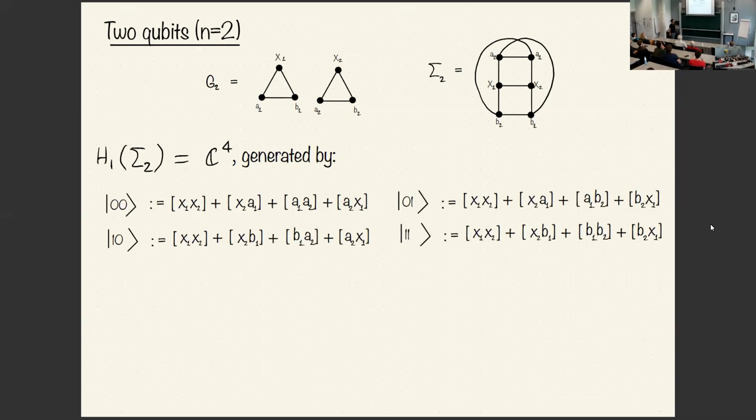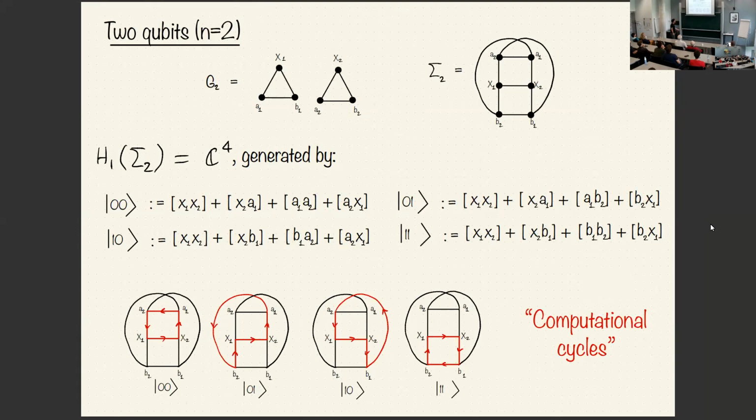So I have to choose a basis for these holes. For example, let's start with this cycle x1 x2, x2 a1, a1 a2, a2 x1. This is my 00. There are 4 states. I'm going to label them 00, 01, and so on, for obvious reasons. This is my one-dimensional hole here, and the other one, and so on. Here they're depicted. I'm going to call this my computational basis of cycles, or holes. This is 00, this is 01, 10, 11. This is just labeling for now.